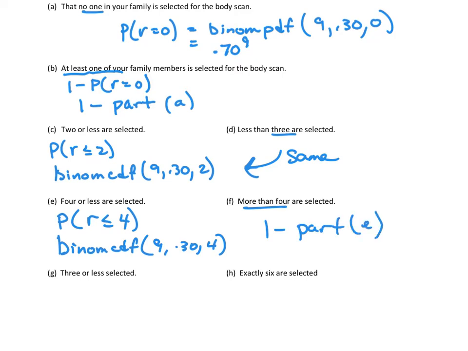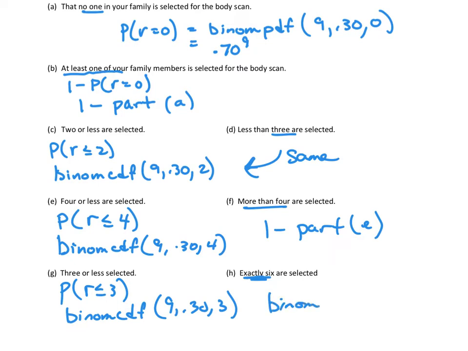3 or less. That's the probability that R is less than or equal to 3. Well, that is binom CDF 9, 0.3, and 3. And then exactly 6, that's a PDF: binom PDF 9, 0.3, 6, exactly 6. Okay, so just a little review about binomials.